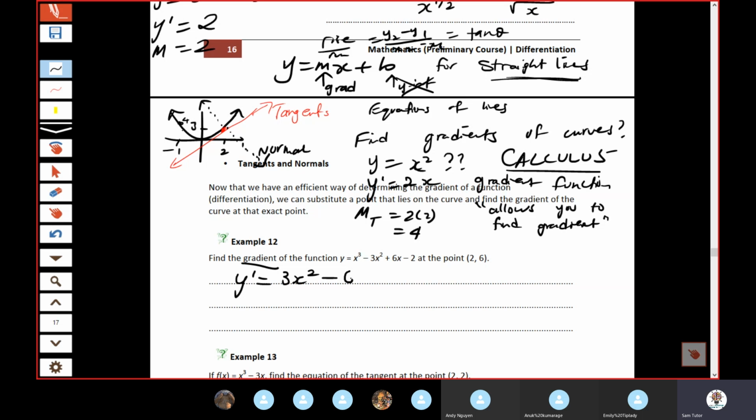bring the 2 down, plus 6. The 2 disappears. And just again observe, the cubic became a quadratic, power of 2. The quadratic became a power of 1. The power of 1 became a constant. The constant disappears.